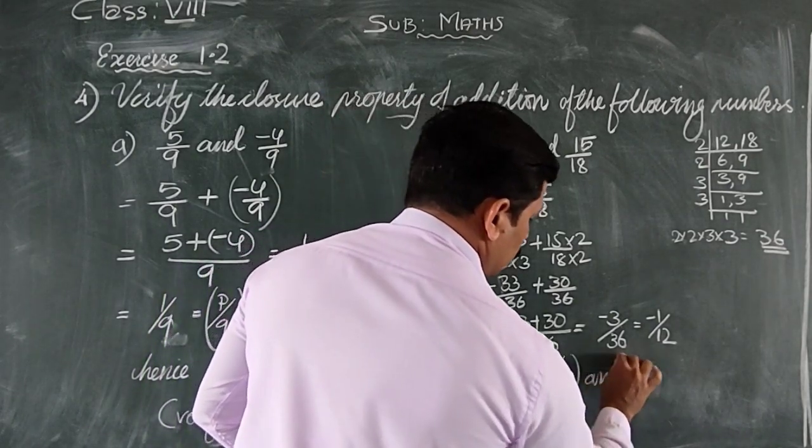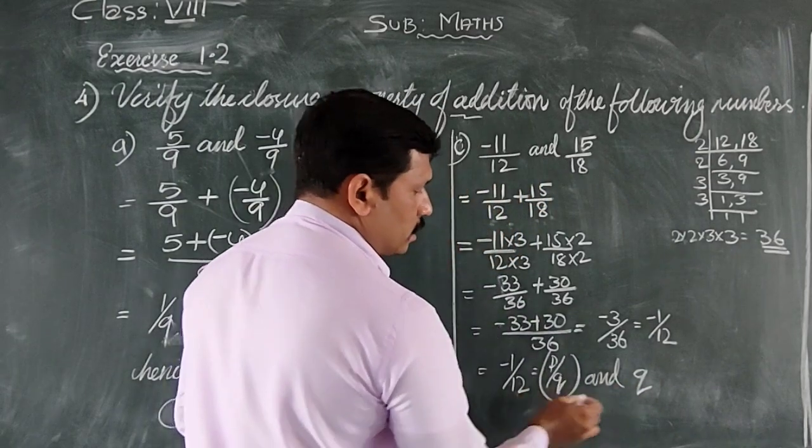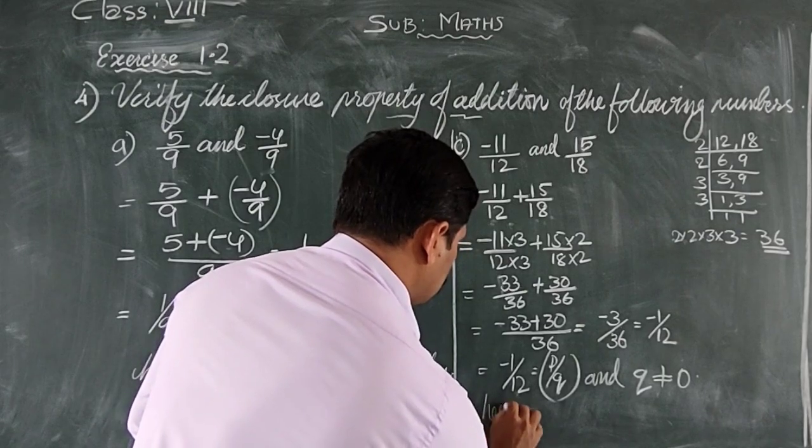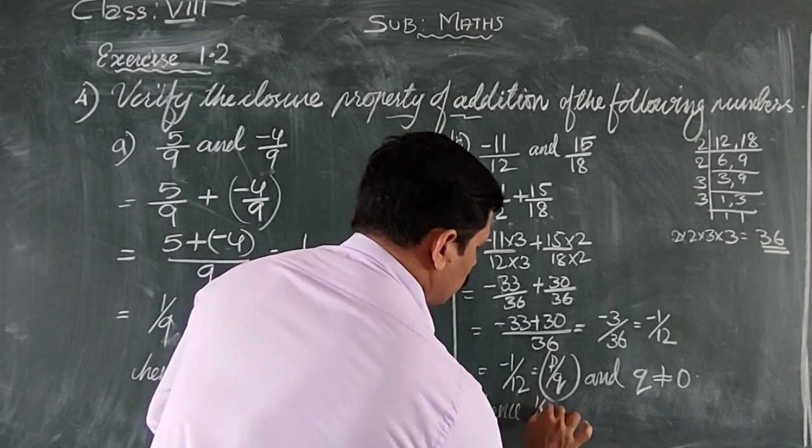and this Q means denominator, that is not equal to 0. Hence, negative 1 upon 12 is a rational number.